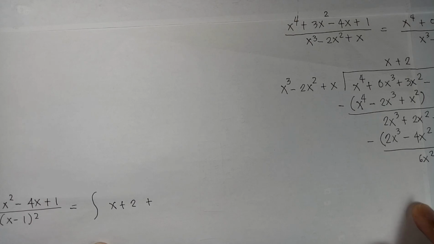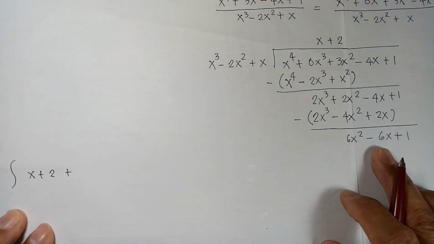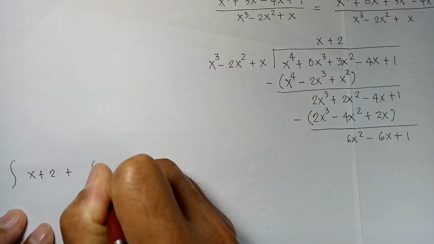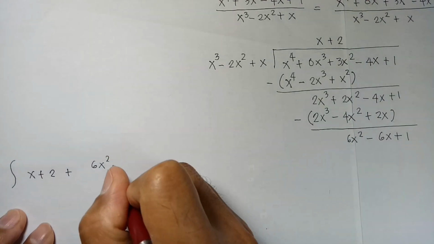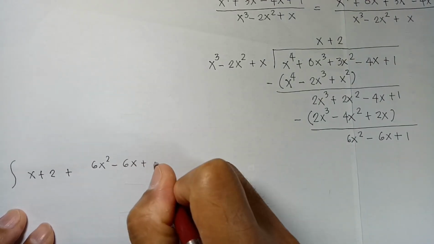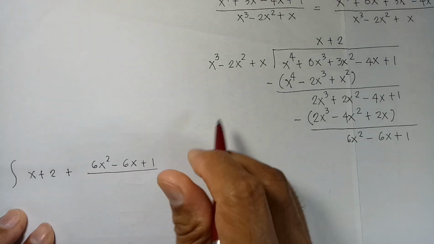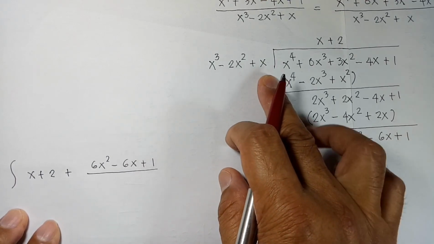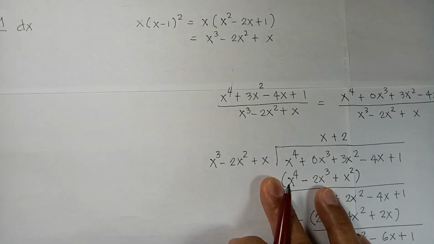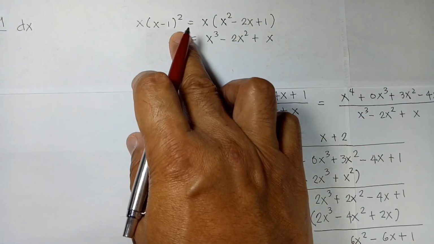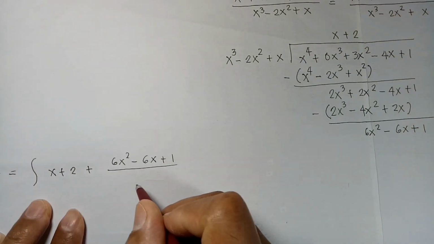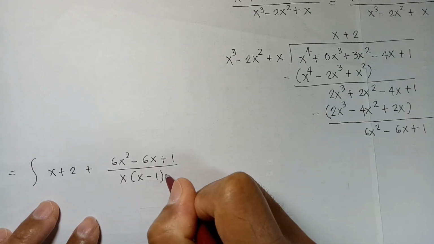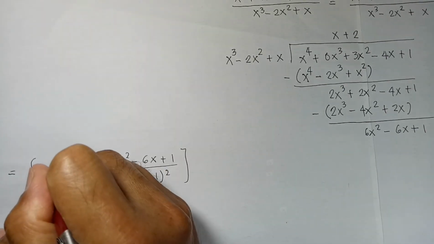And then plus the remainder. Our remainder is 6x squared minus 6x plus 1, and then all over our divisor, x cubed minus 2x squared plus x, which is also equal to x times x minus 1 squared, dx.